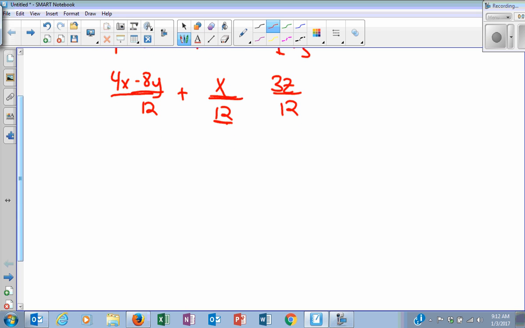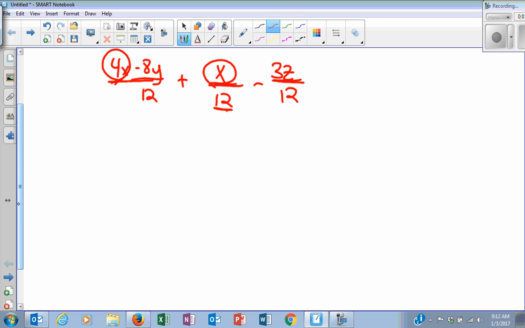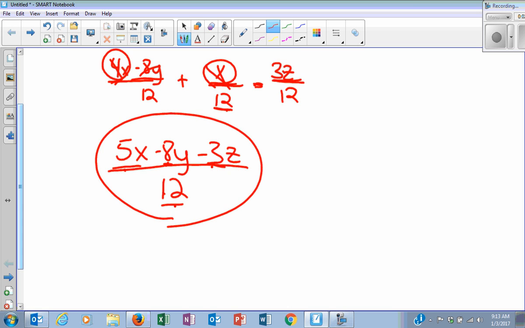So now that I have common denominators, I'm going to combine like terms. The only thing that is a like thing is this x and this x. So I am going to do 4x plus x is 5x. It's gone and gone. This is a negative 8y. This is a minus 3z, so don't forget that minus 3z, and that is all over 12. Now, if I was going to reduce this, there would have to be something common to all four terms. There is no number that 5, 8, 3, and 12 share in common, so that is simplest form.